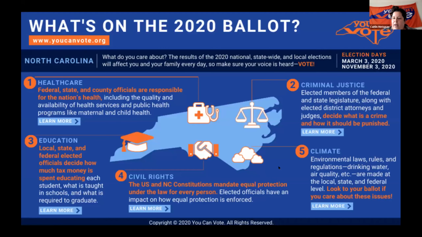All right, this is the tool that I want to just spend a couple minutes on. What we've done at You Can Vote is created a What's on the Ballot 2020 tool. Now, what I'm showing you right now is just kind of a screen grab of what you will see on our website. And I'm not going to click through every single one, but what I want to do is just kind of show you how to use this tool, and hopefully you'll be able to promote it.